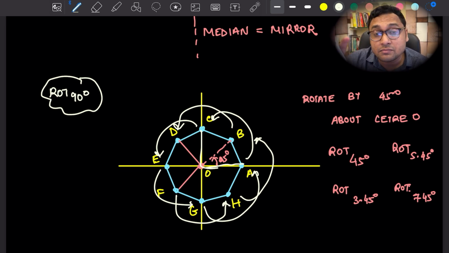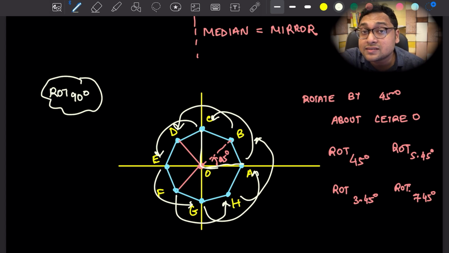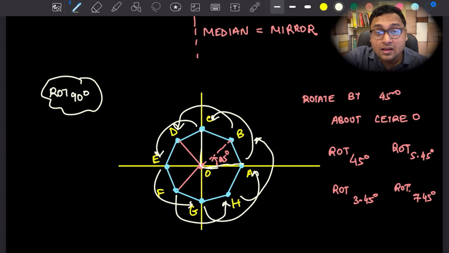By the way, can you tell me how many rotational symmetries the octagon has? You can give that in the comment section.